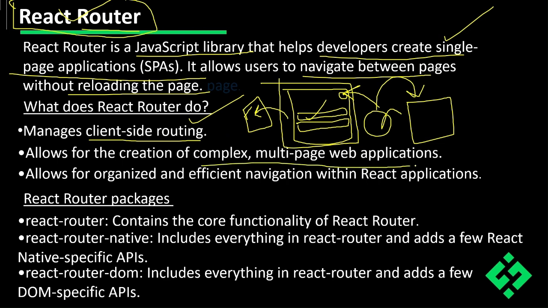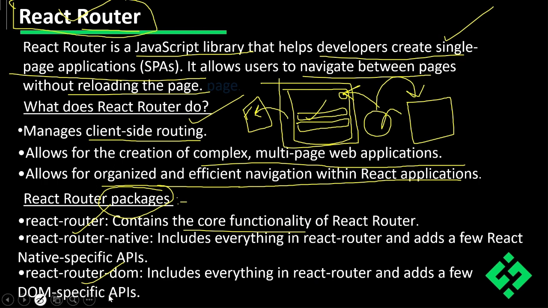It helps to make complex web applications, and it helps us organize navigation within React applications efficiently. Just as I said, you can navigate to different parts of a web application by forming URL based routing. Routing and dynamic routing are all things provided by React Router. And how do we do so? We do so using React Router packages. One of the famous ones is React Router, which gives the core functionality of React Router. React Router DOM helps us add a few DOM specific APIs.